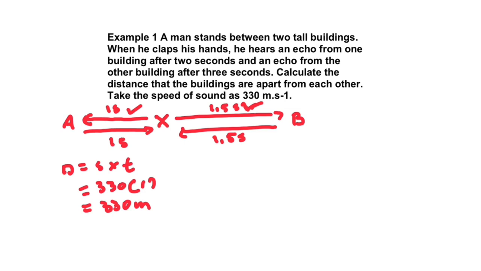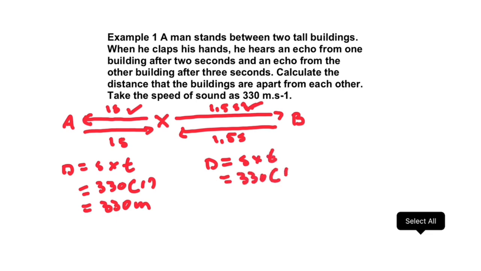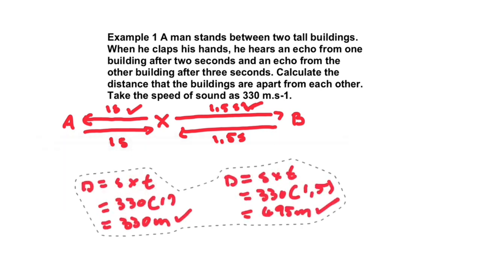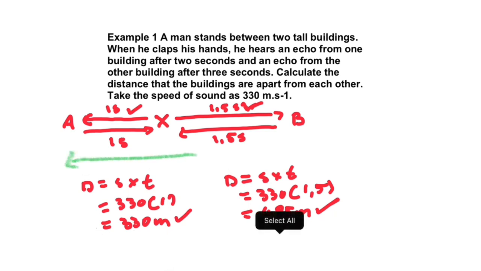Now let's take a look at the second building. The distance is equal to the speed multiplied by the time. The speed 330 and the time 1.5 seconds, and that is 495. So we have 495 meters. So there we go. We have the distance between the man and the first building, and the distance between the man and the second building. But the question says that we must calculate the distance the two buildings are apart from each other. So this is what we are looking for.